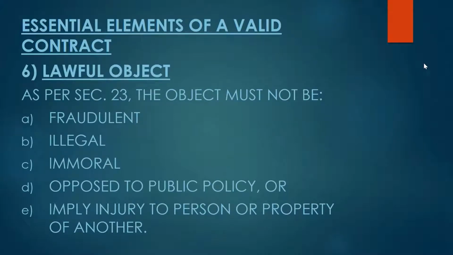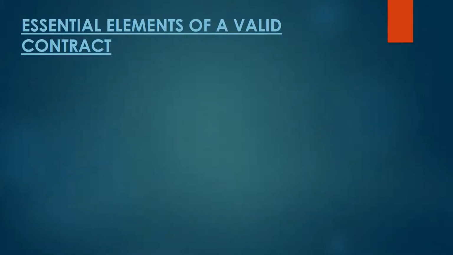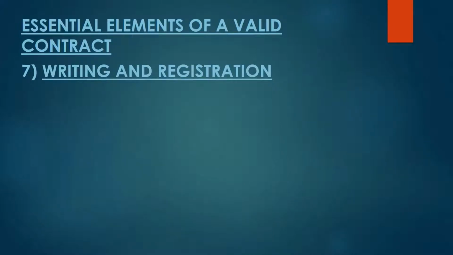So just remember these five points under section 23: fraudulent, illegal, immoral, opposed to public policy, or imply injury to person or property. If any of these elements is present in your agreement, then your agreement will have an unlawful object and will not be enforceable in a court of law. Okay, now moving on to the next element. The next element is writing and registration.